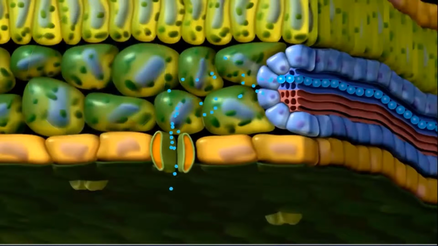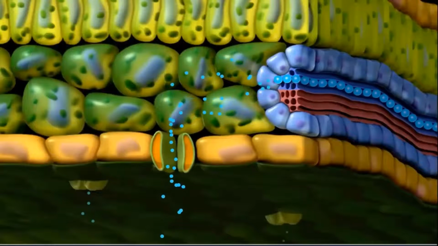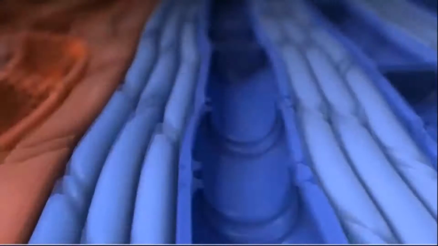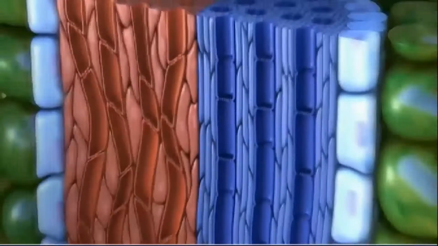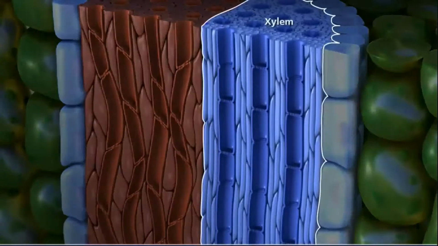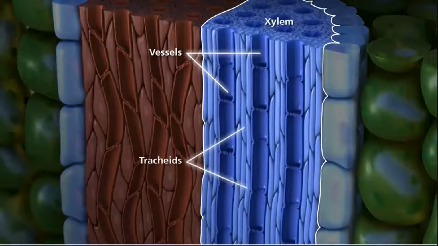Water passes out of the leaf as water vapor through the stomata. The water vapor lost from the leaves is replaced with water that enters through the roots and is brought up through the stem in xylem. Xylem is composed of vessels, which are continuous tubes formed from dead, hollow, cylindrical cells arranged end to end, and tracheids, which are dead cells that taper as the ends overlap.